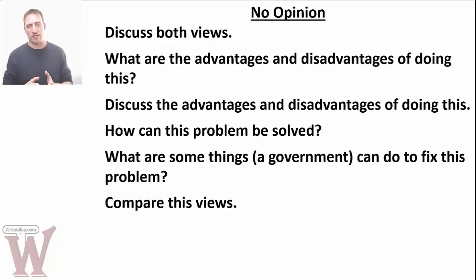The no-opinion questions, sometimes they'll say discuss both views. If they say discuss both views, they're not asking for your opinion. Don't give an opinion. Say what is good and bad about this one, say what is good and bad about this one, again, depending on the actual question. But if there are two views, say what you think about each one. Sorry, don't say what you think about each one. Say objectively what is good and bad about each one.